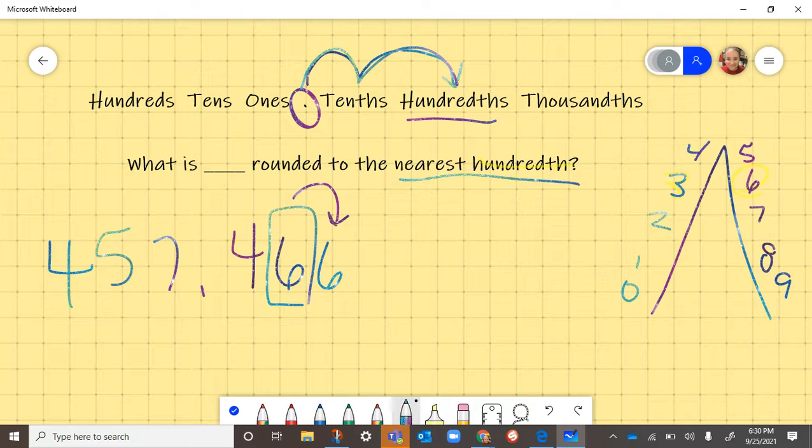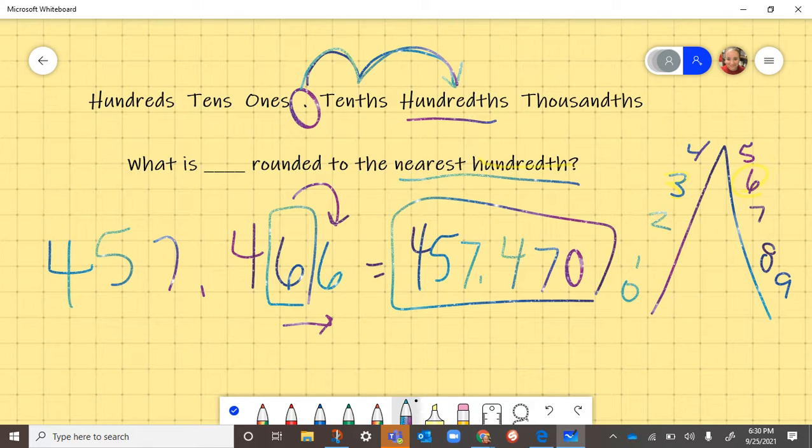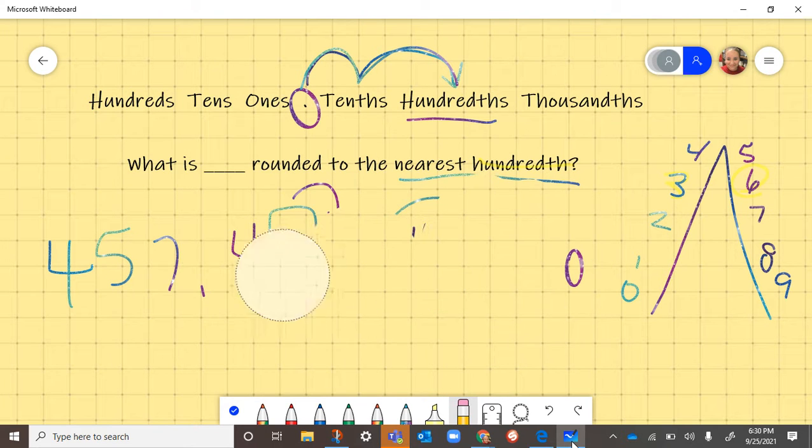So now what this is going to look like is we're going to have 457, and the 4 is going to stay the same. But now this number in the box, because we're raising the score, it's going to bump up to the next hundredth, which would be a 7, and everything to the right is going to run to 0 and a fright. So 457 and 470 thousandths would be our answer. All right, let's get rid of this.